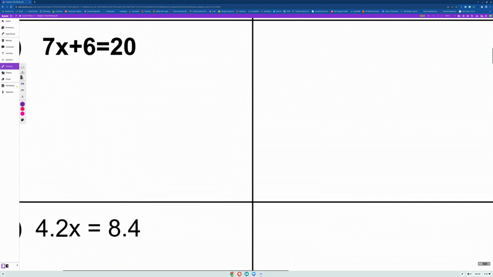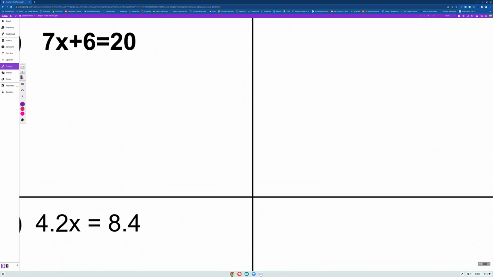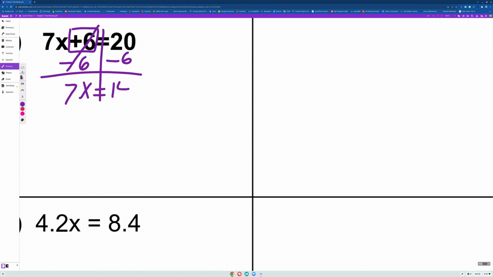All right, so let's move on to this next one. I have 7x plus 6 equals 20. The first thing I have to do is work on getting the x by itself. I'm going to do that by doing the opposite of plus 6, which is minus 6 on both sides. Once I do that, that's going to cancel, and I get 7x is equal to 14. 7x is multiplying. Again, I have to get the x by itself, so I'm going to do the opposite of multiplication, which is division. Divide both sides by 7, and I'm going to get x is equal to 2.